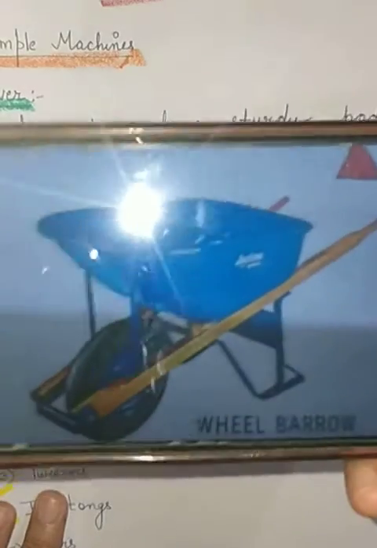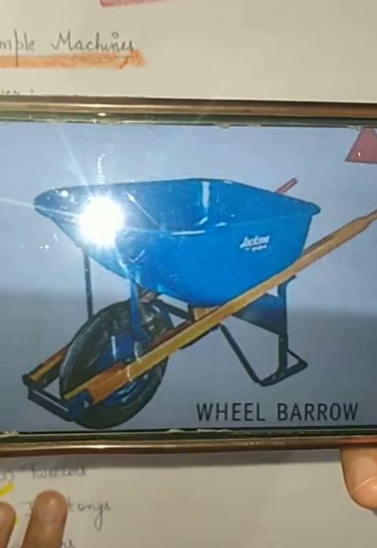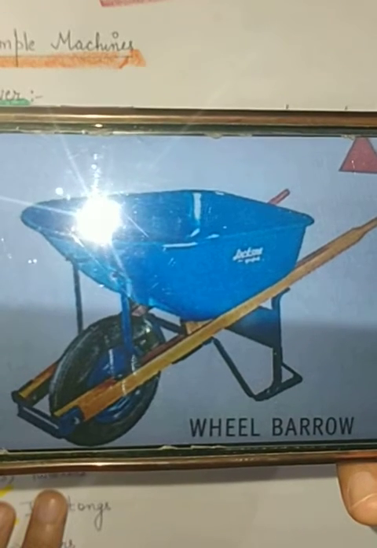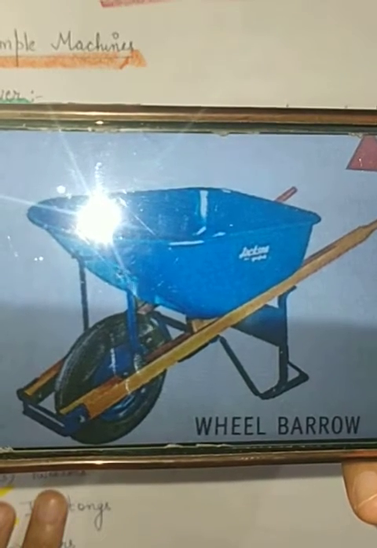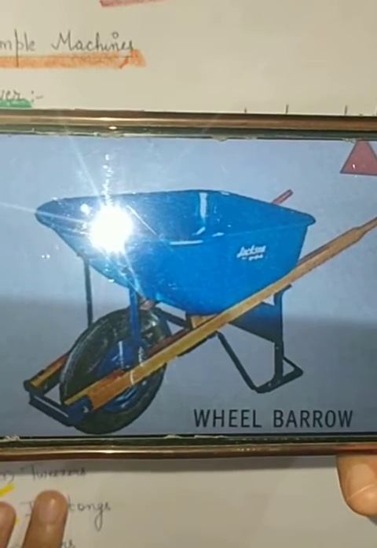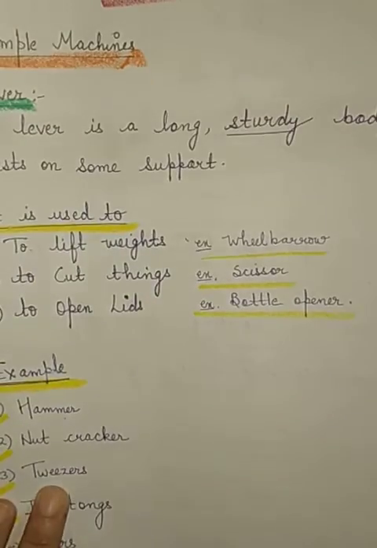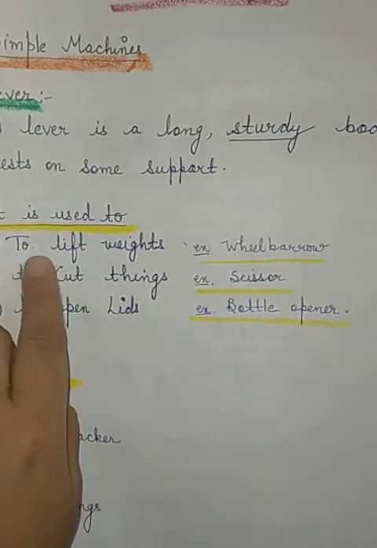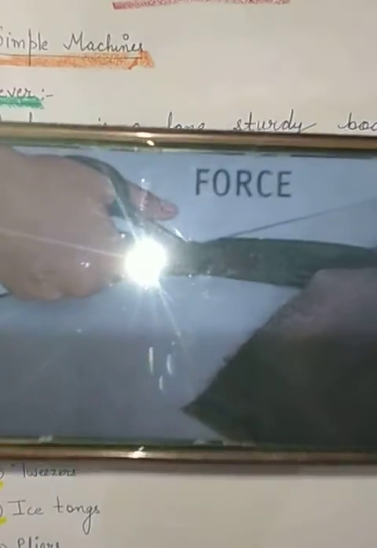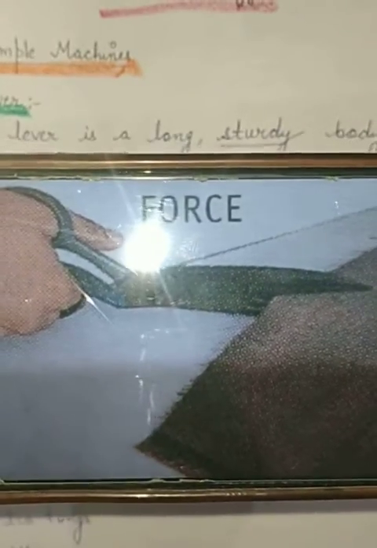See, this is the picture of a wheelbarrow, and this is used by construction workers to lift weight, to transfer a particular thing from one place to another. So this is an example of a wheelbarrow. Now coming to the second thing which is written, it is used to cut things. And how can things be cut? For example, this is a scissor. With the help of scissors, we cut things.